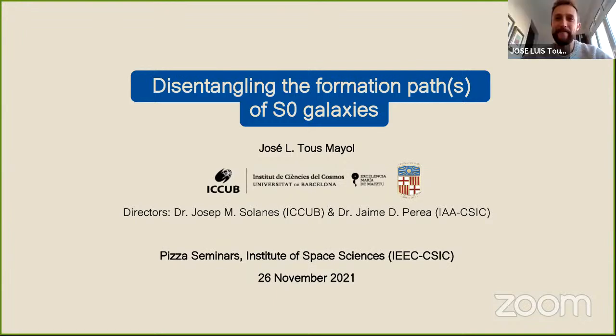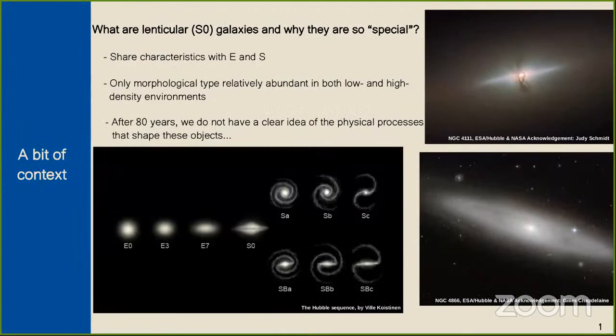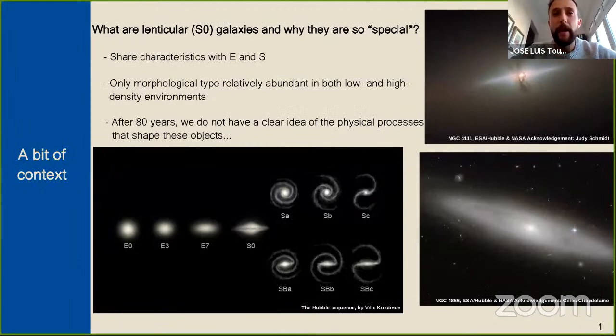Yeah, it's time. Well, anyway, let's talk about S0 galaxies. First of all, let's start from the beginning. What are these objects and what makes them so special? Well, these occupy a special position in the Hubble tuning fork diagram as they connect the branch of ellipticals and the branch of spirals, because they share intermediate characteristics between these other two main morphological families.